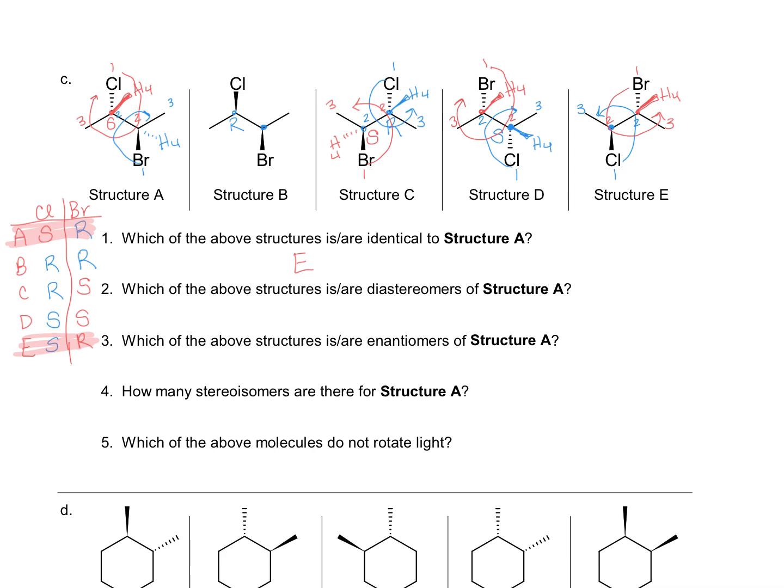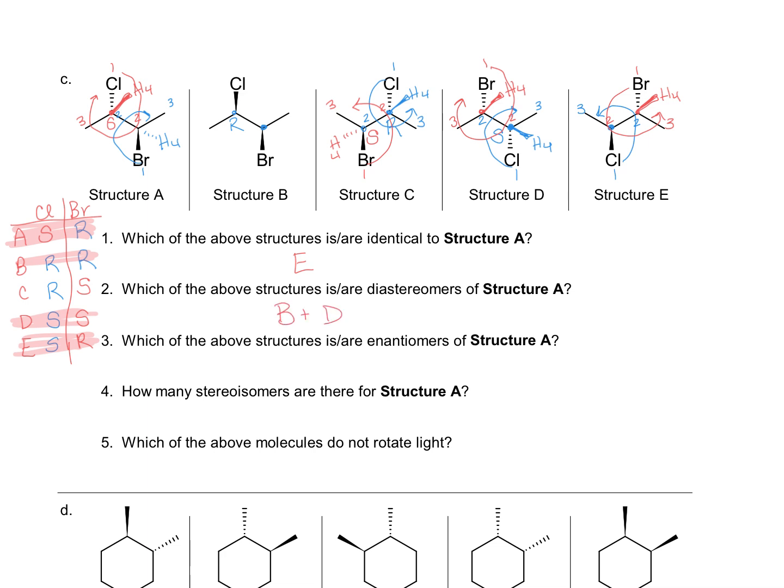Then it asks, which of the above are diastereomers? So it means same at one site, opposite at the other. So B is a diastereomer. This one's opposite, opposite, so that is not. This one's same and then opposite. So B and D are both going to be diastereomers of structure A.